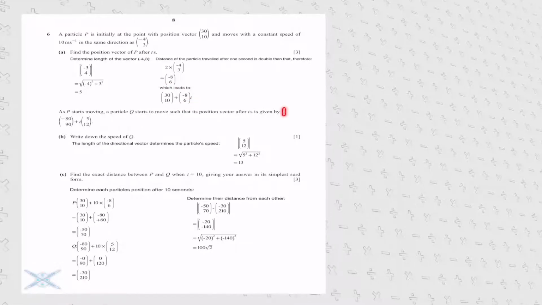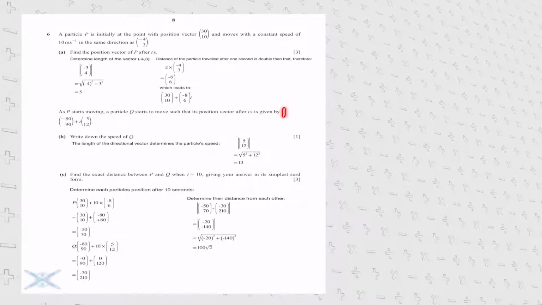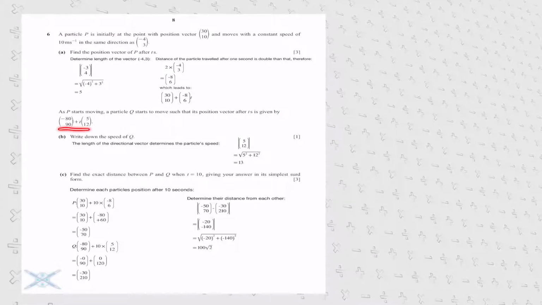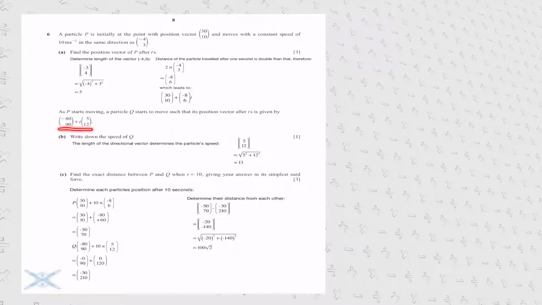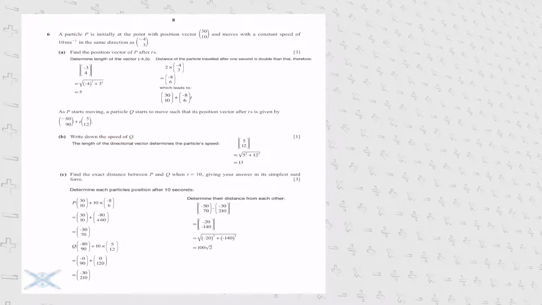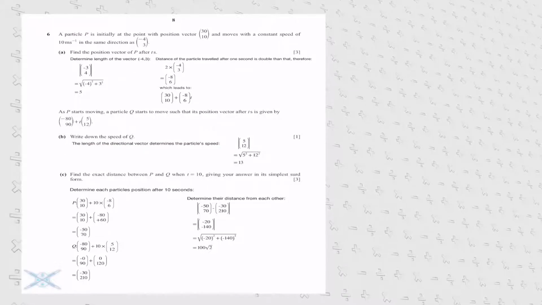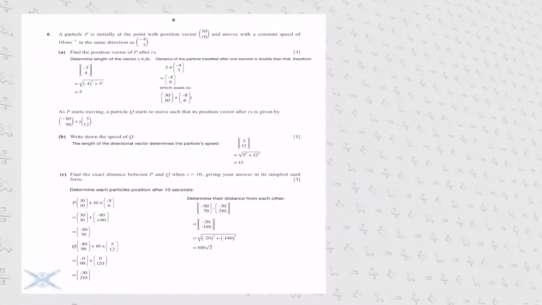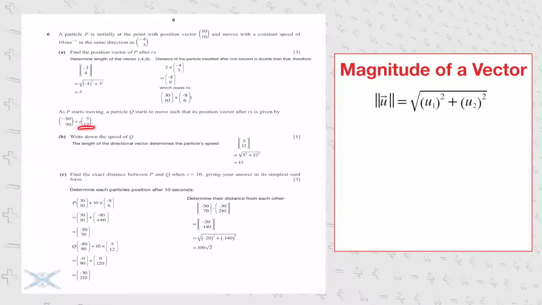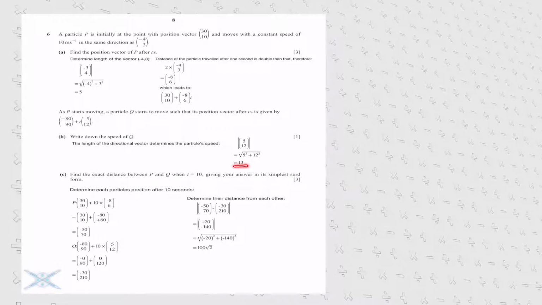Leading to part B, we are provided with the information that as P starts moving, a particle Q starts to move such that its position vector after t seconds is given by the expression (-80, 90) plus t multiplied by (5, 12). We are supposed to write down the speed of Q. To determine the speed of this particle, we need to calculate the length of the directional vector. Again, we simply need to employ the formula that helps us in calculating the magnitude of a vector for the directional vector, after which we come to the conclusion that the particle Q travels at the speed of 13 meters per second.